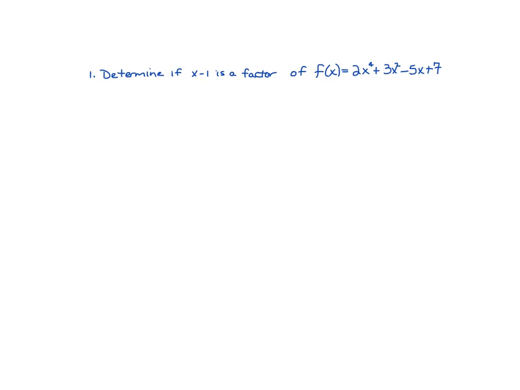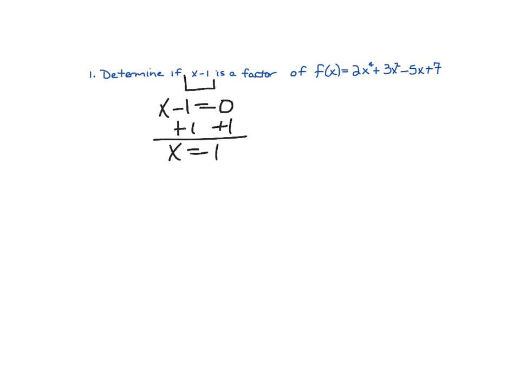Now, realize that x minus 1 is the factor, but the 0 would be what we use to divide by. You set this equal to 0, and it's x equals 1. To determine if x minus 1 is a factor, we're going to do a synthetic division problem. If we get a remainder of 0, our answer is yes, it is a factor. If we do not get a remainder of 0, then the answer will be no. So if it's yes, it's a 0; if no, it's not.